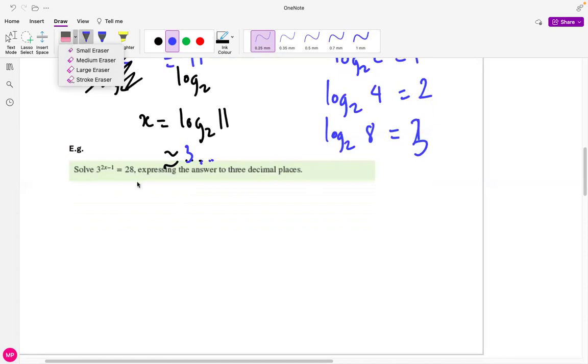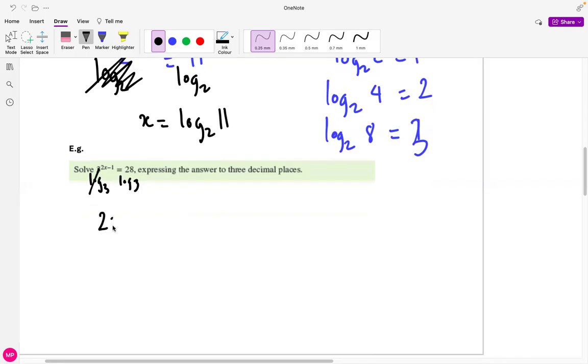We have another example here, which is pretty much the same thing. Now, 28 cannot be made into the base of 3. So what we do is take log 3 on both sides like that. Log 3 of 3 cancels itself. So we have 2x minus 1 equals log 3 of 28.